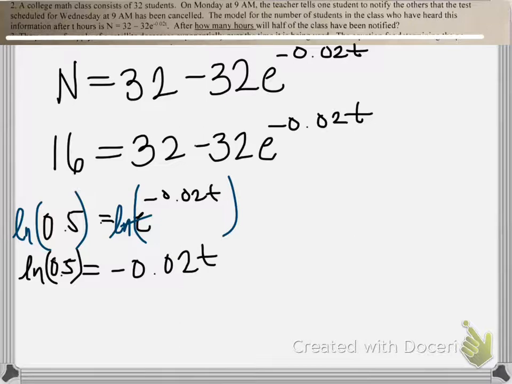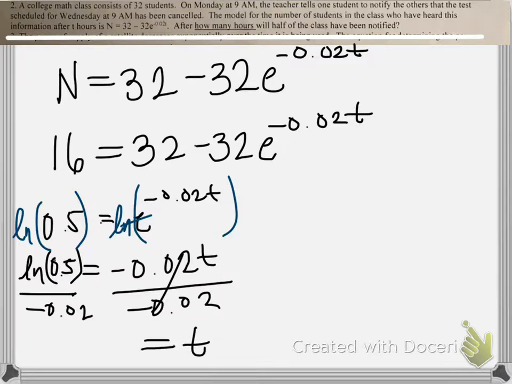So here, in order to isolate t, we're going to go ahead and divide both sides by negative 0.02. Divided by negative 0.02, that cancels, and you're left with t equals. Now we plug this into your calculator. Let's see what I get. Okay, so I got 34.65.